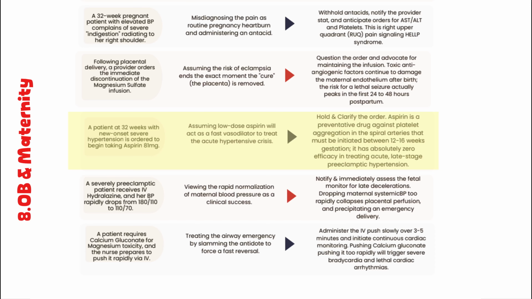It does nothing for an acute hypertensive crisis. If a patient at 32 weeks with new severe hypertension is started on aspirin expecting fast blood pressure control, that's the wrong tool for the wrong moment. For the acute crisis, you reach for labetalol or hydralazine, vasodilators that widen the pipes and drop pressure, but drop it carefully. If hydralazine crashes the pressure too fast, from 180 over 110 to 110 over 70 in minutes, that's not a win. That's collapsed placental perfusion, and you need to check the fetal monitor immediately for late decelerations.